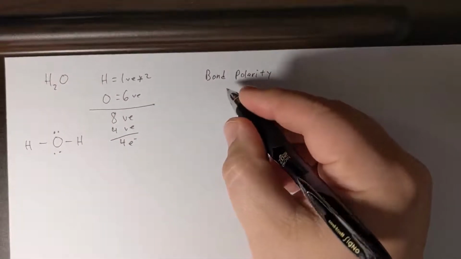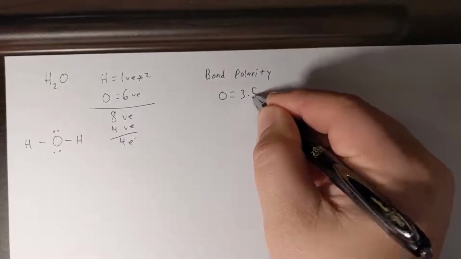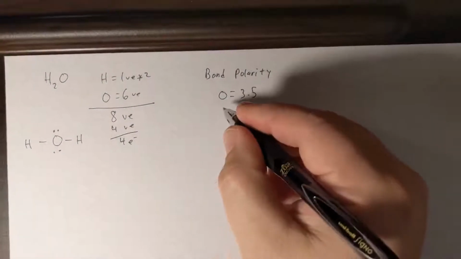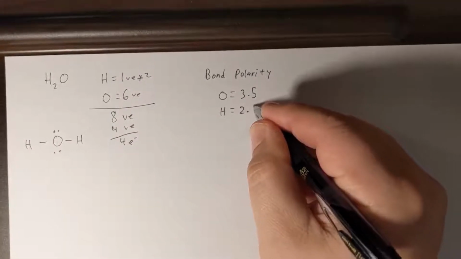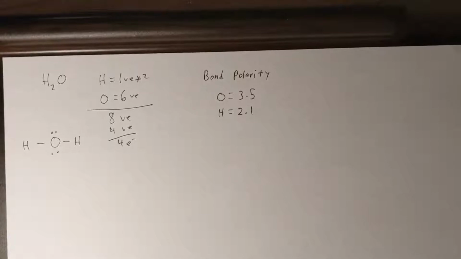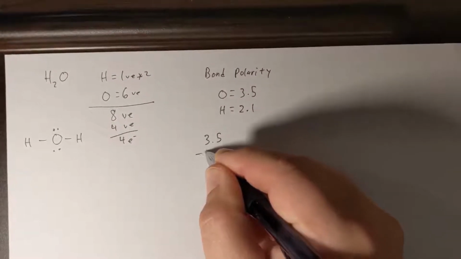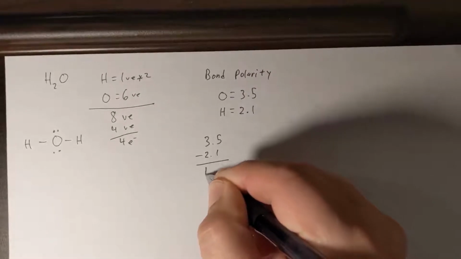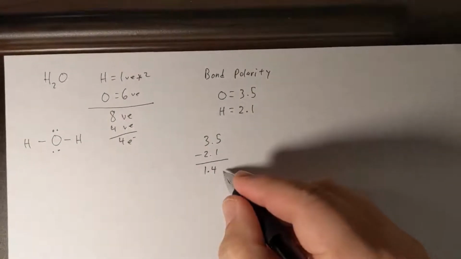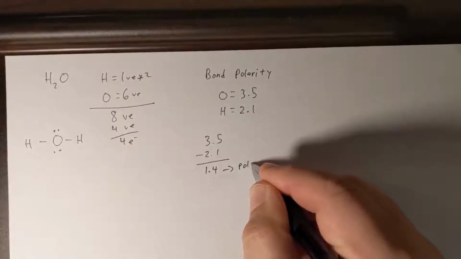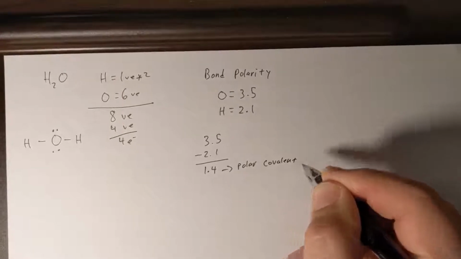So in our bond polarity, oxygen has an electronegativity of 3.5. Hydrogen has an electronegativity of 2.1. And so we'll take the difference between these. We get a difference in electronegativity of 1.4. So this is a polar covalent bond.